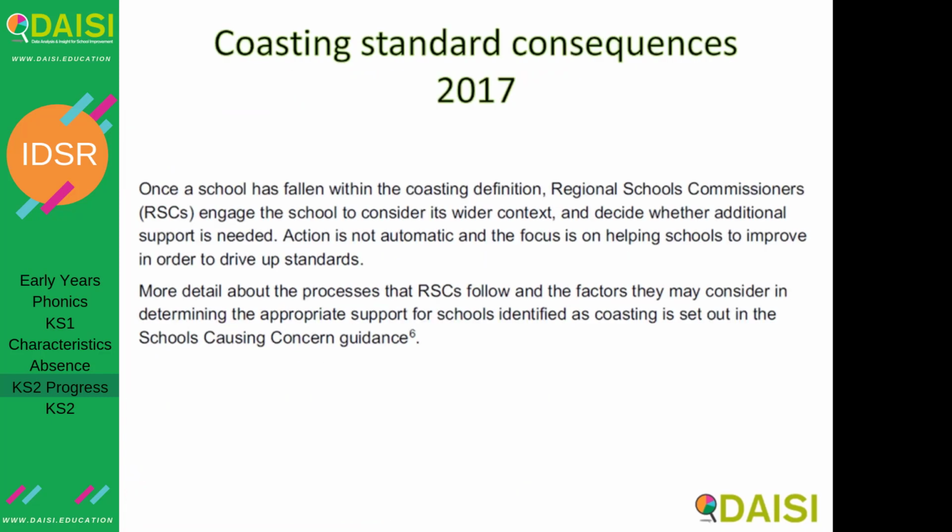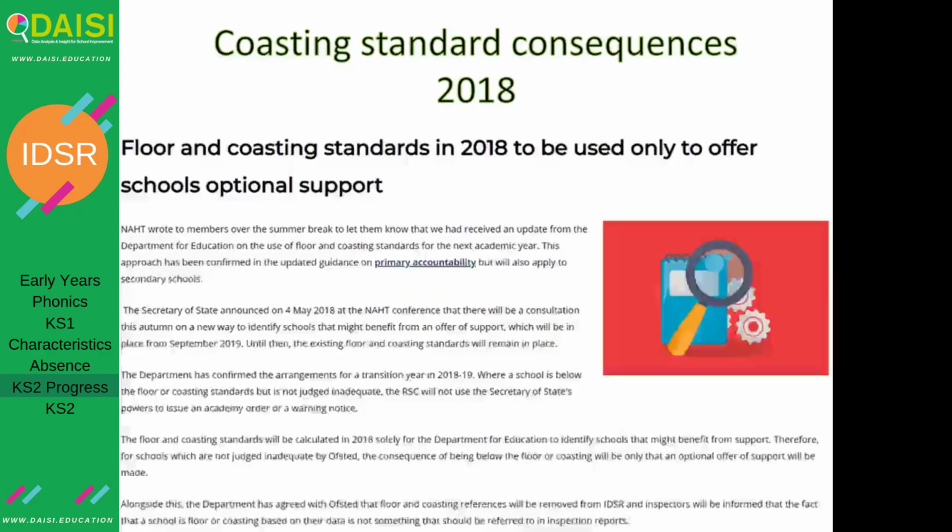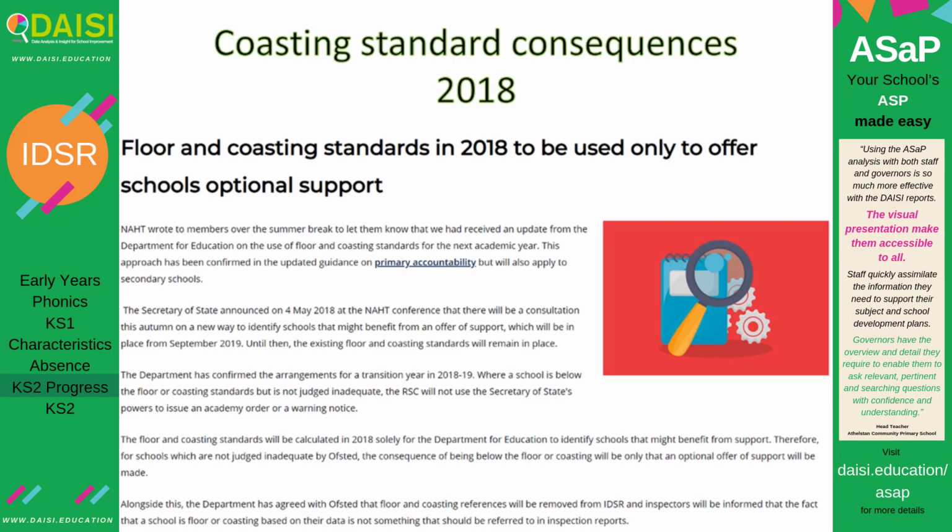Now, in 2017, if you went below the coasting standard, then the Regional Schools Commissioner would engage the school to consider its wider context and decide whether additional support was needed. And what this meant in reality, according to a Freedom of Information request, out of around 800 schools, 1 was closed. 52% of the others, the Regional Schools Commissioner engaged with the school, to see if additional support was needed, and decided no, it wasn't.